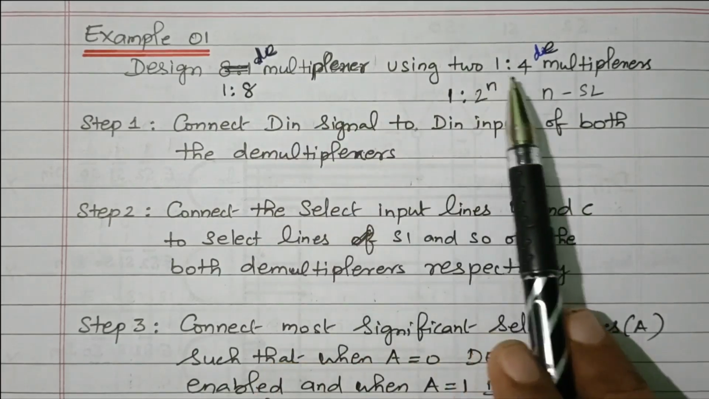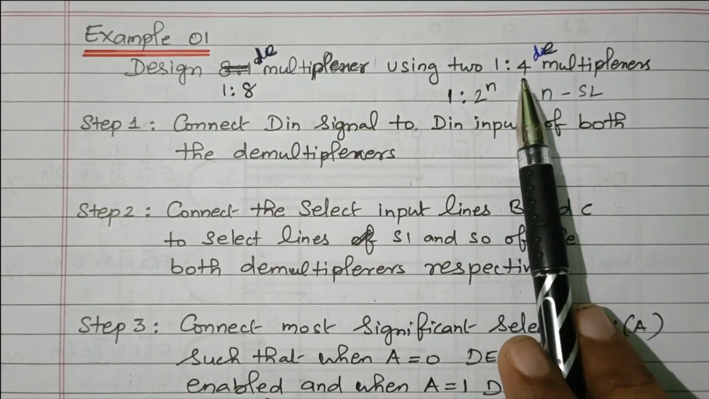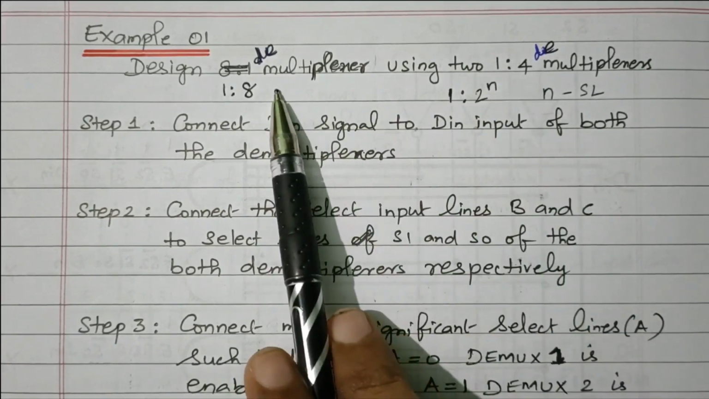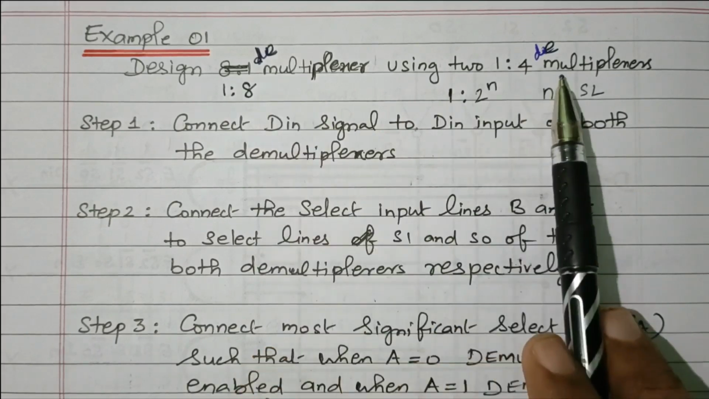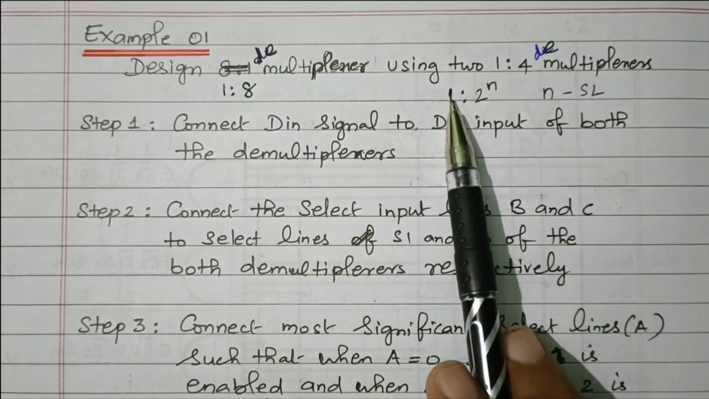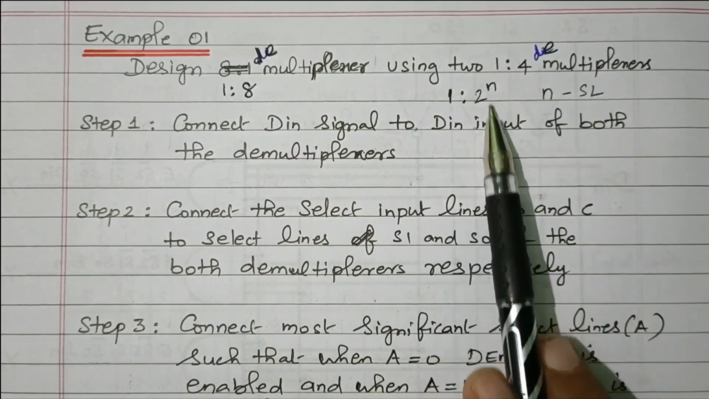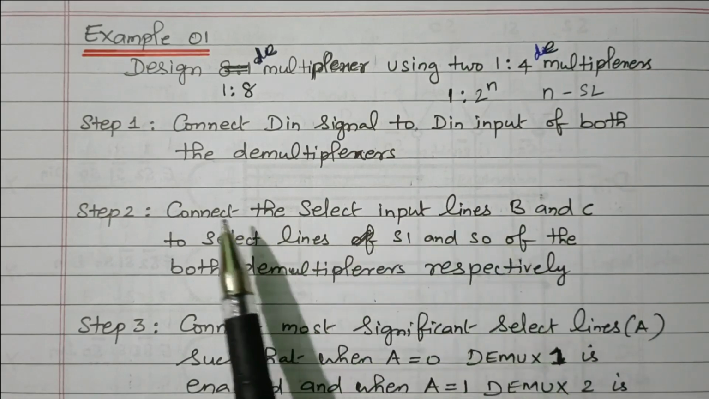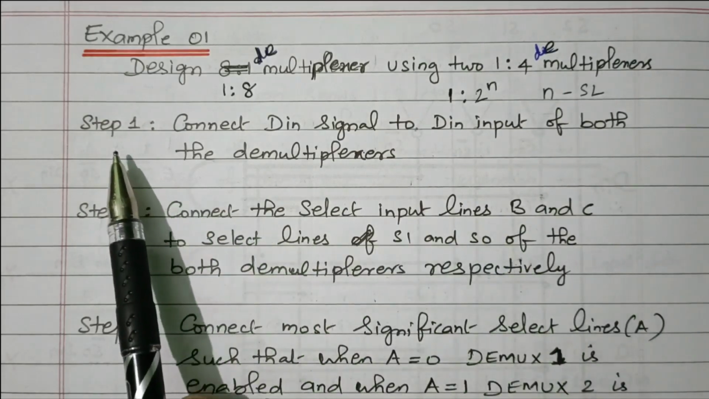Similarly here, one input, 2 to the power 2, 4 outputs and 2 selection lines, right? So we have here 3 selection lines, here 2 selection lines. This selection line will decide the output. Having one input with n number of outputs is decided by the selection line, right? Now we'll see this design step by step.